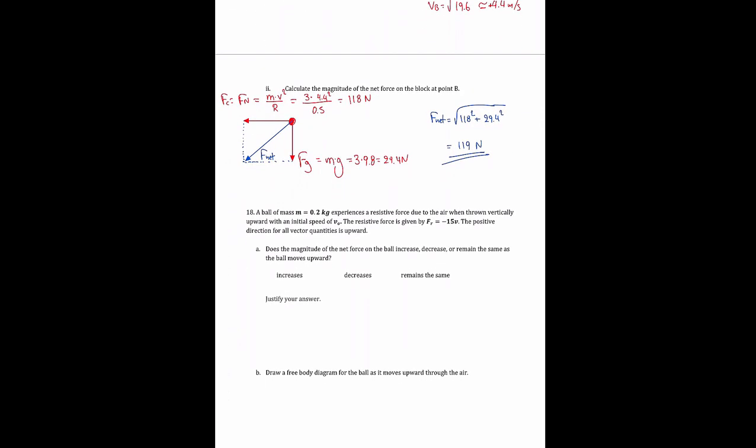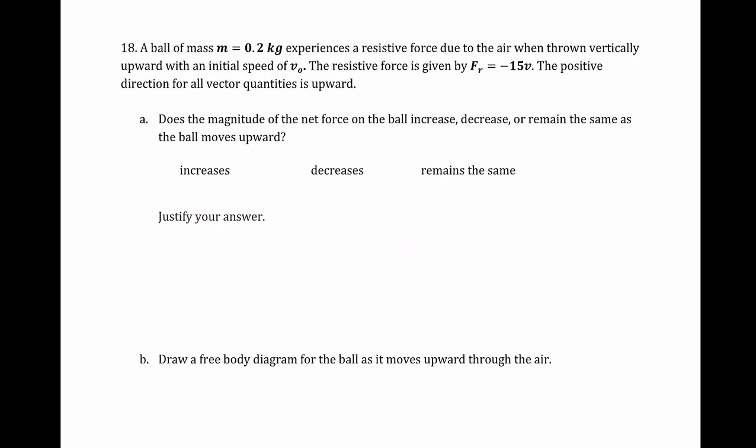And we can continue to the last application for today, which is, if I'm not mistaken, a problem regarding air resistance. So we have a mass that is subject to a resistive force that is proportional to the velocity v. So the value of the resistive force is minus 15 times the velocity. And the question is, does the magnitude of the net force increase, decrease, or stay the same as the ball moves upward?